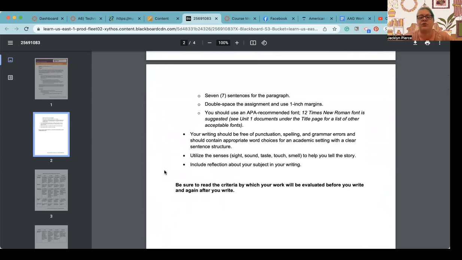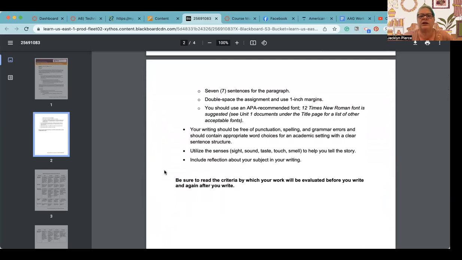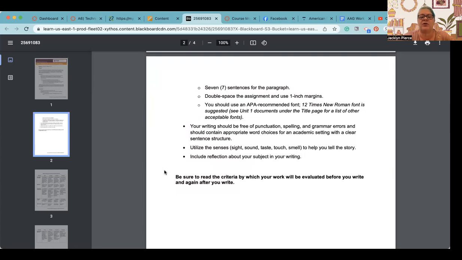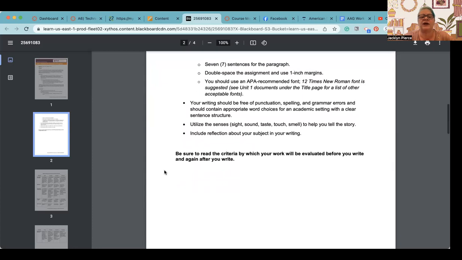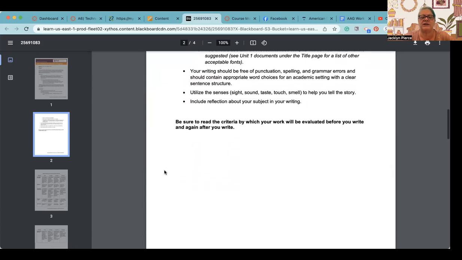And then, of course, before you turn it in, you want to really be careful about revising and proofreading it. Your writing should be free of punctuation, spelling, and grammar errors and should contain appropriate word choices for an academic setting with a clear sentence structure. Utilize the senses to help you tell your story and include reflection about the subject.